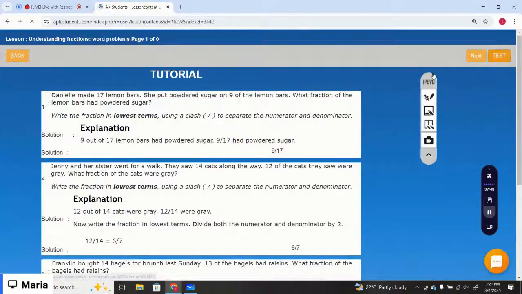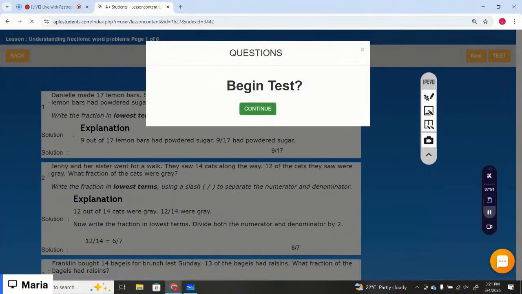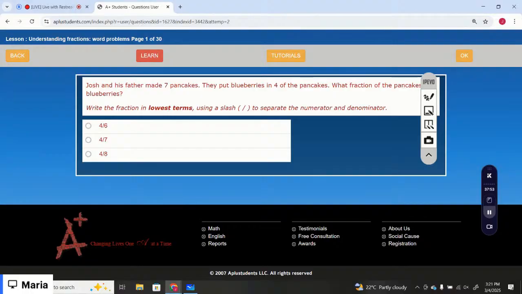Let's just start with the test questions. George and his father made 7 pancakes. Then they put blueberries in 4 of the pancakes. What fraction of the pancakes have blueberry?